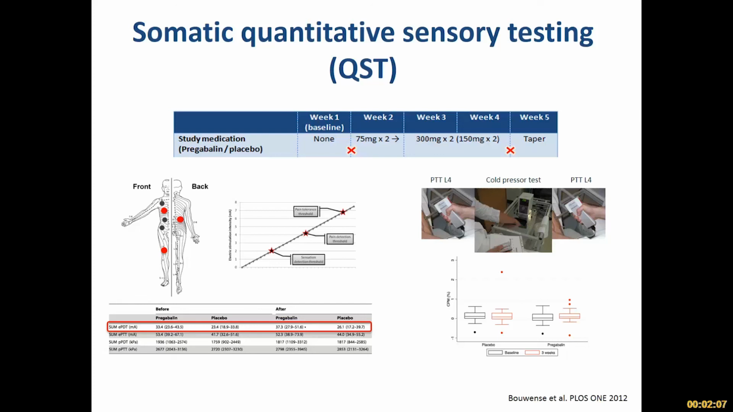So again, Pregabalin probably works through activation or deactivation of these calcium channels. It has an anti-hyperalgesic effect and also translates into an analgesic effect in the clinic.